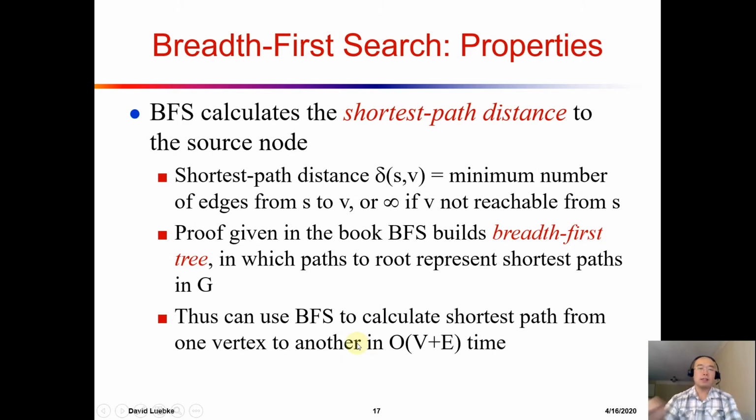Okay, and when we are doing the breadth-first search, the time complexity will be O of V plus E, where V is how many vertices we have, and E is how many edges we have. Okay, so that is a short review of what we have learned so far, and in the next video we are going to move on to depth-first search.